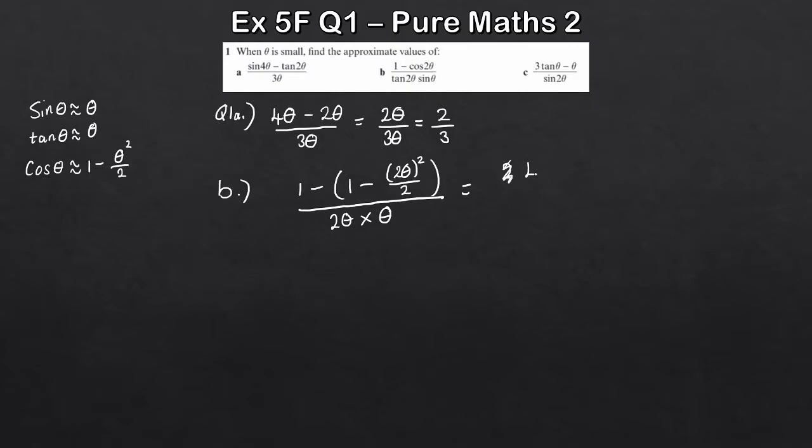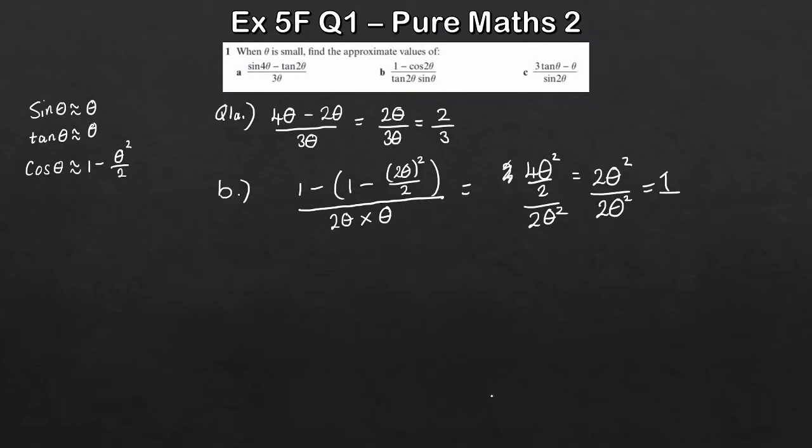If I write it out in full, that's 4 theta squared over 2, which would be 2 theta squared. And this is divided by 2 theta times theta, which is 2 theta squared. So if we divide 2 theta squared by 2 theta squared, we just get 1. Anything divided by itself will just give us 1.